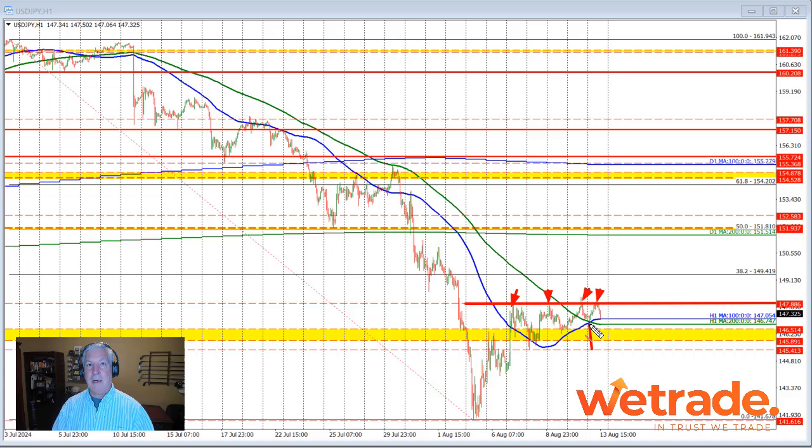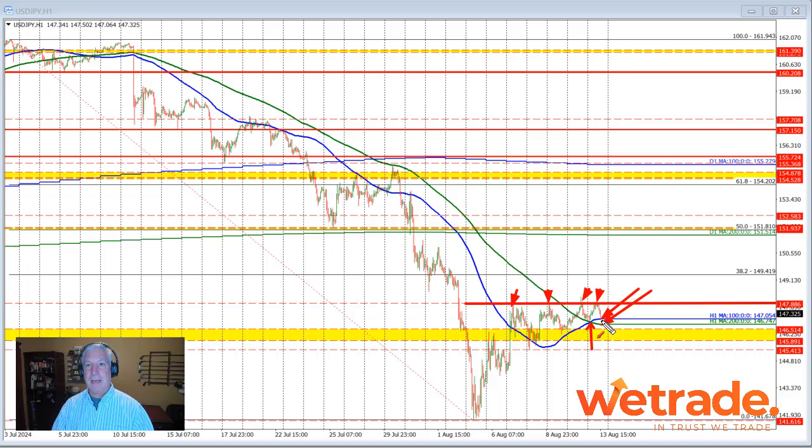We did start the day right here against the 100 and 200-hour moving average, holding that level. Moving to the upside was good, but we couldn't get above that upper target there at 147.88. We did move back down toward our 100-hour moving average, and then we'll have the 200-hour moving average to contend with. Those levels come at 147.05 and 146.74 respectively.